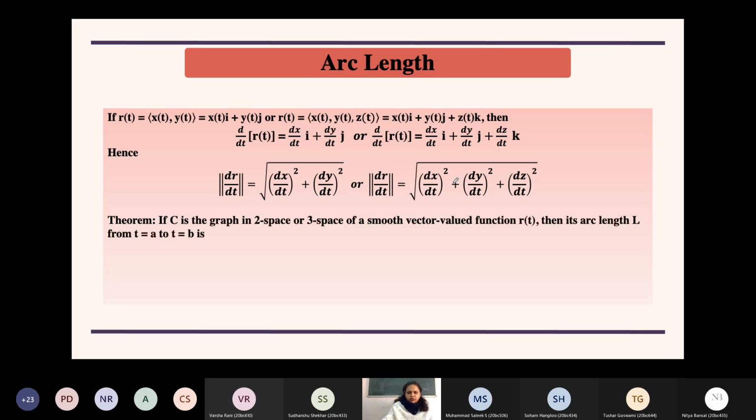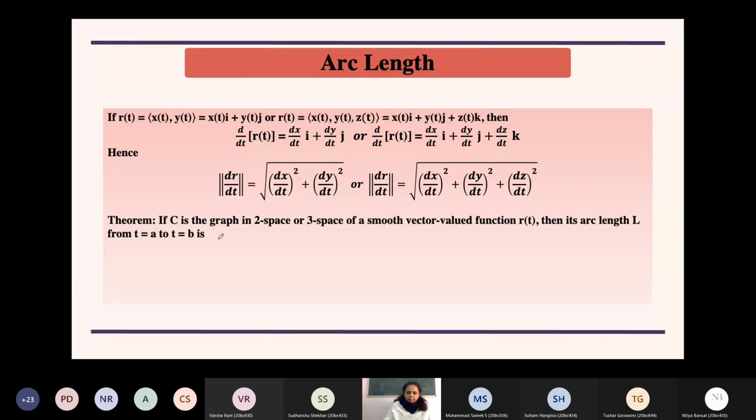And the main result is: if C is the graph in 2 space or 3 space of a smooth vector valued function r(t). Remember, we cannot use this formula for functions that are not smooth. So we only have to take smooth vector valued functions. Then its arc length is given by... Can anyone recall and tell what is the formula in terms of integration of arc length? Does anybody remember the formula for arc length?